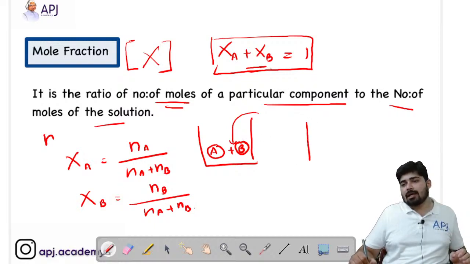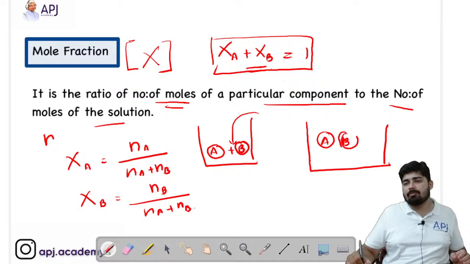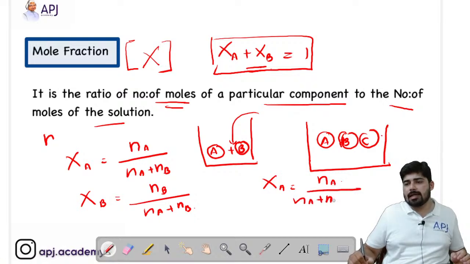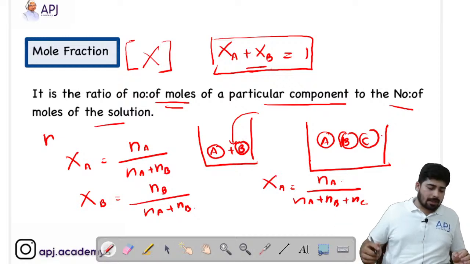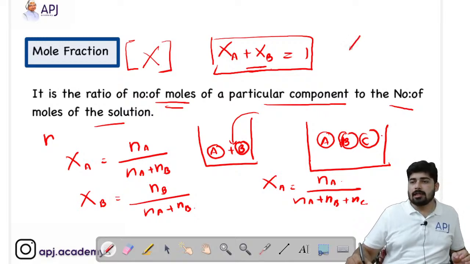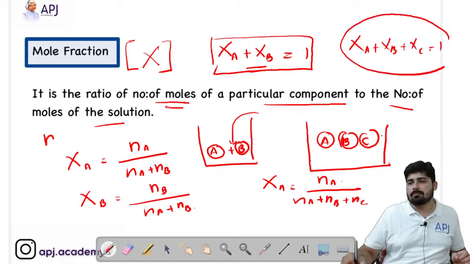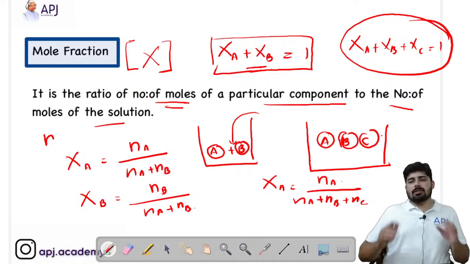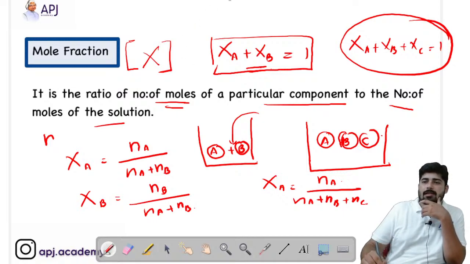In one more case, I will teach you that if I have a container or a solution with three components, let's say A, B and C, and I am asked to find the mole fraction of A, then the equation will be the number of moles of A divided by total moles. Here total moles means Na plus Nb plus Nc. Similarly, I can find the mole fraction of B and of C, right? And you can use this relation: mole fraction of A plus mole fraction of B plus mole fraction of C equal to 1. Okay students, so this is all about the mole fraction, right?